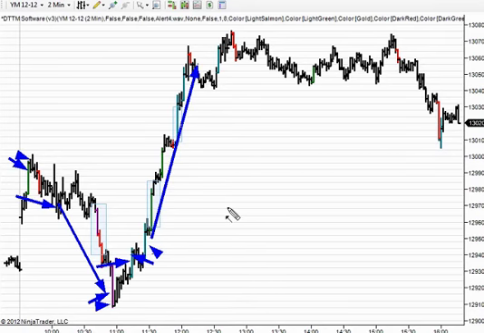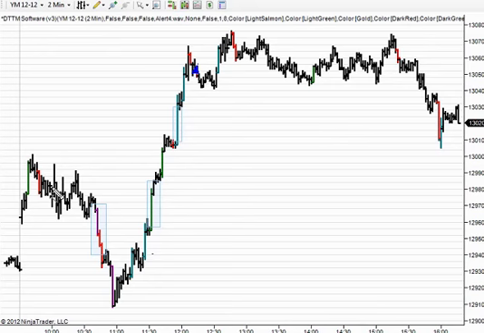So you can just kind of see how this works, and how, especially looking at that first major structure of the day, we ask ourselves, do we get follow through? Do we get a rejection? It can give us a pretty good clue.